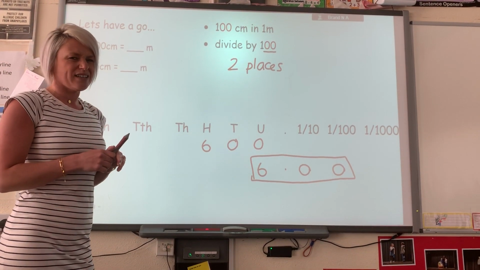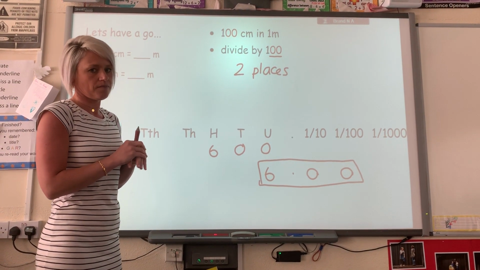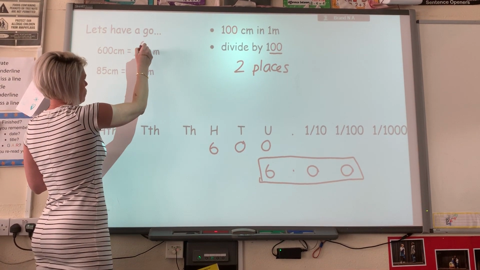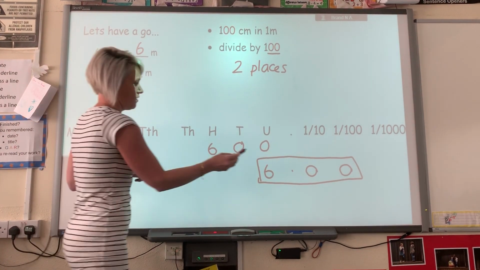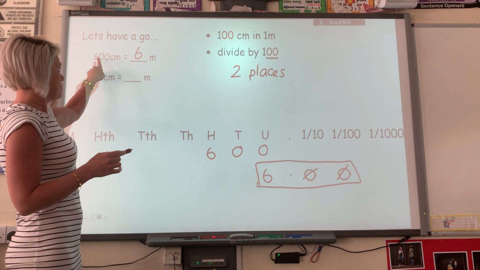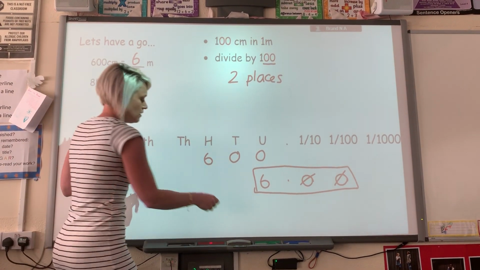6.00. Now would we write 6.00 or would we write something else, do we think? What do you think? That's right, all you need to write is just 6. So you can forget about those. They don't add anything to your number. So 600 centimetres equals 6 metres.